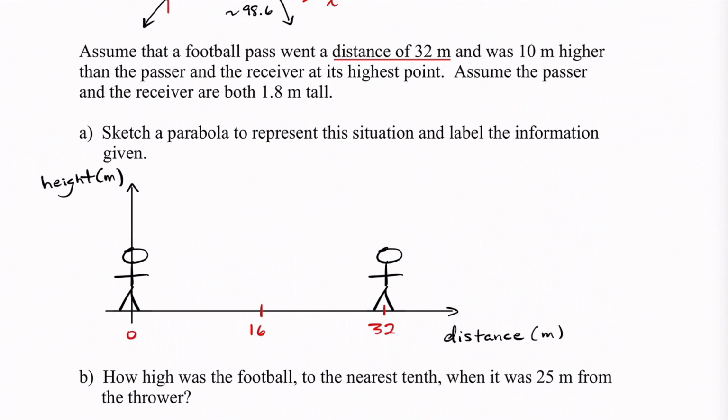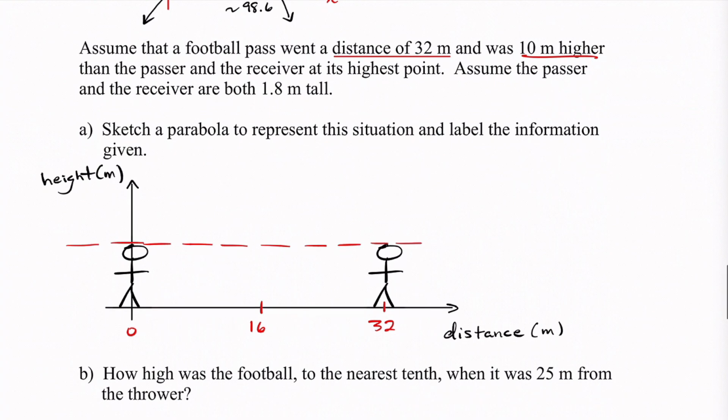Okay, it also told us that the pass was 10 meters higher than their heads. So I'm going to draw a dashed line going from one person's head to the other. And then the ball went 10 meters higher than that. So let's say the ball went as high as that. So it got past, reached that max point, and then came down to the other guy. Okay, so this distance in here, this is 10 meters.